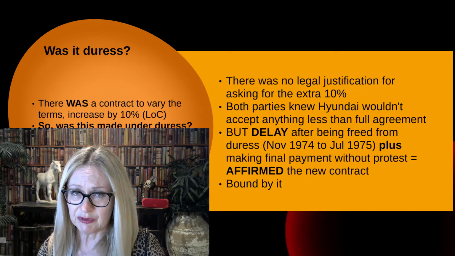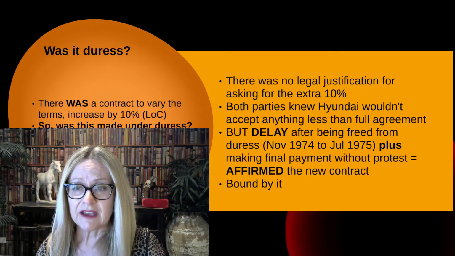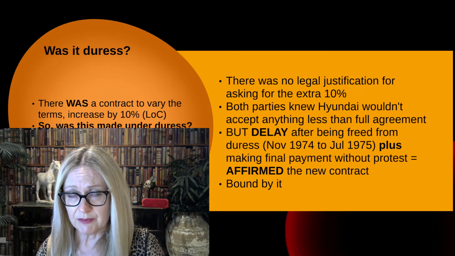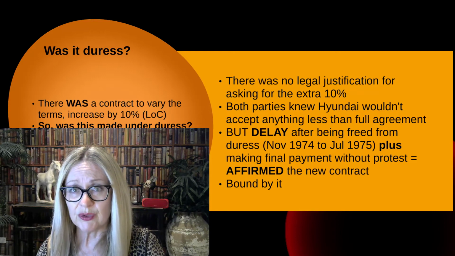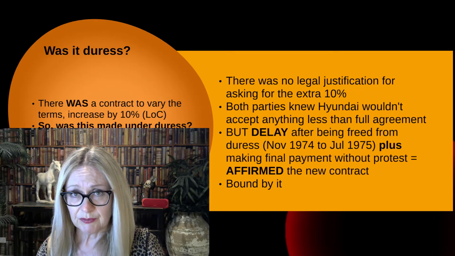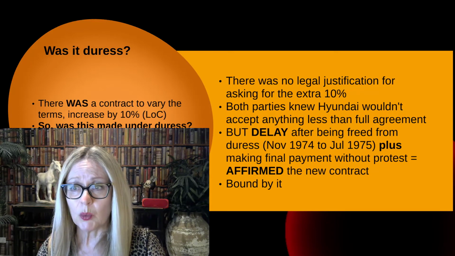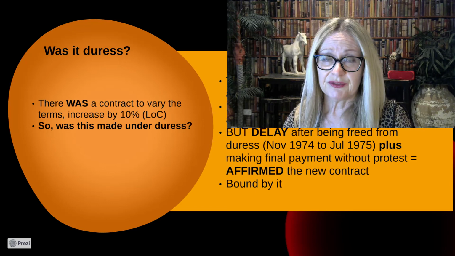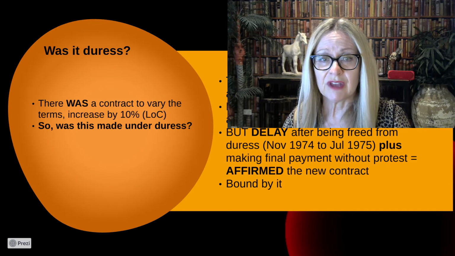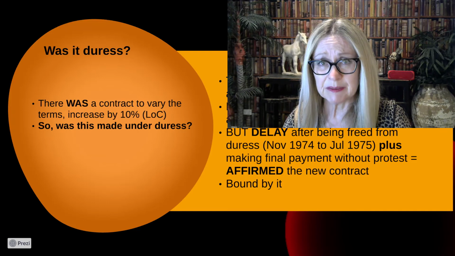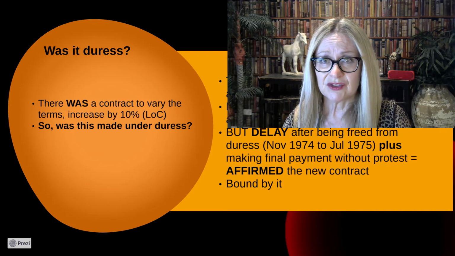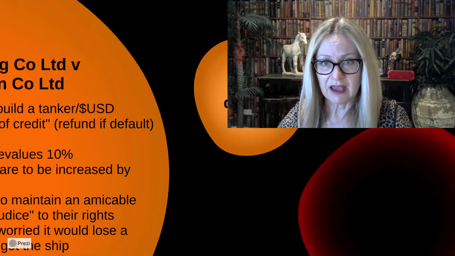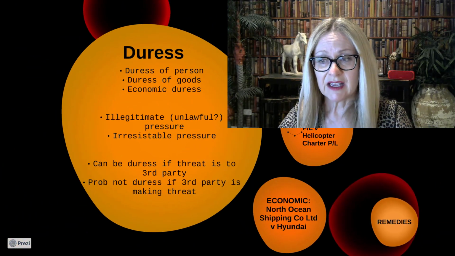However, there were a couple of unfortunate things. As I said, they delayed from November 1974 until July 1975 before they spoke up. And also, the last payment that was made was done without making any protest. So unfortunately for North Ocean, even though they had a good cause of action, they lost it. It slipped out of their hands, and that delay really did cost them very, very dearly. So that is the case of North Ocean Shipping and Hyundai, and that's economic duress.